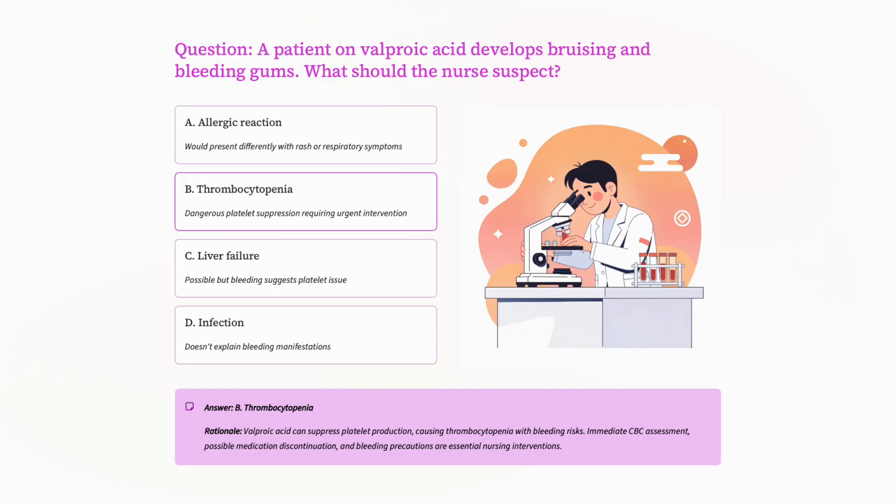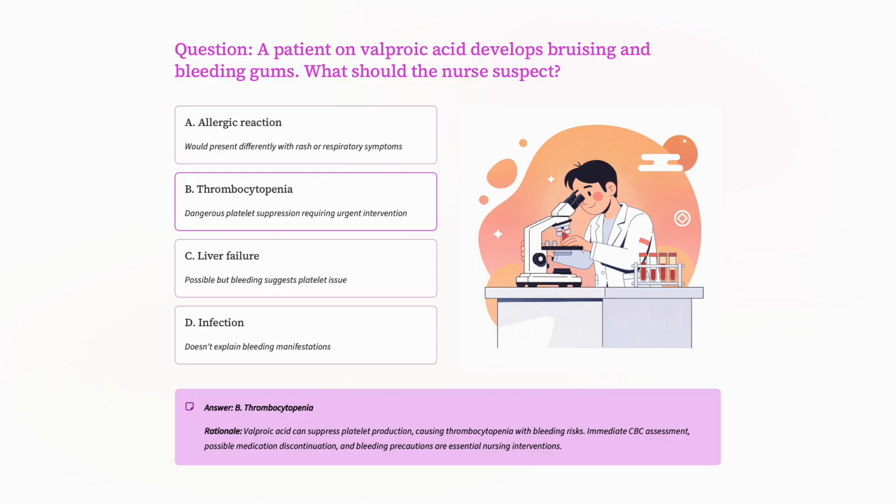Then we have liver failure. And patients in liver failure can have some bleeding problems, so we need to keep that in mind. Okay, infection. An infection would be things like fever, some other systemic problems. So evaluating these, we can eliminate an allergic reaction and infection because bleeding doesn't indicate infection or allergic reaction. We said that with liver failure, we can have bleeding, but thrombocytopenia is a bleeding disorder, and it is a side effect of valproic acid. So it is the best answer.